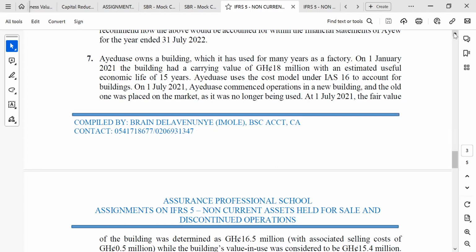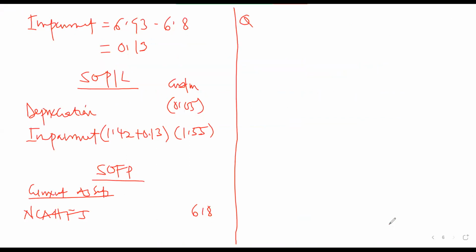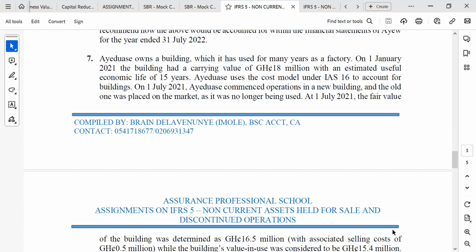Okay, so we need to find the carrying value as at that date. How do we find the carrying value of the building as at that date? July 1, 2021. We are given the carrying value of the asset at January, isn't it? So we have to find the carrying value at the date of the decision, which is the 1st July 2021. Then we find the net realizable value too. Then we see how we can go about it.